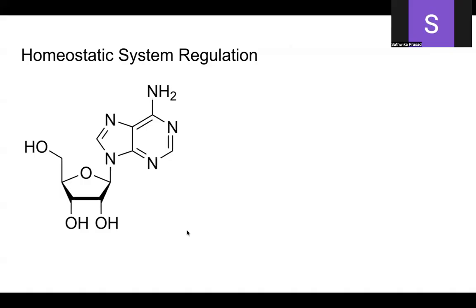So first, let's talk about a very important chemical known as adenosine. This is the chemical structure of adenosine. And what adenosine does is it binds to the arousal systems in your brain and inhibits their activity. So it inhibits.